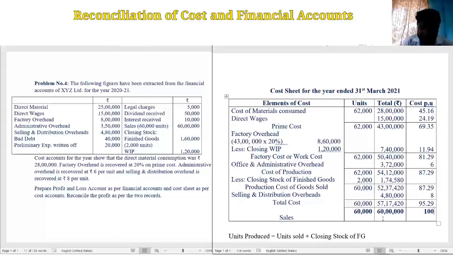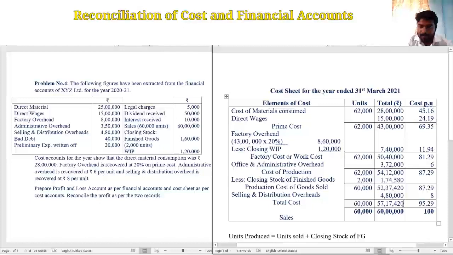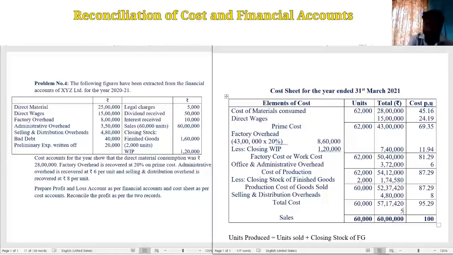Okay, so it is sold at a profit of 2,82,580 rupees. How is it 2,82,580? 60 lakh minus 57,17,420. Profit per unit 4.71. Yes, 95.29 plus 4.71 is equal to 100. So this is the profit as per cost accounts, 2,82,580. This is with regard to preparation of the cost sheet.